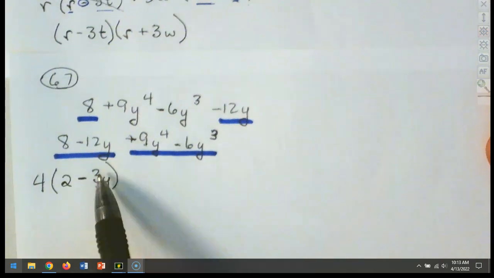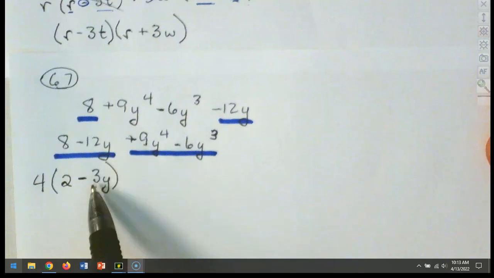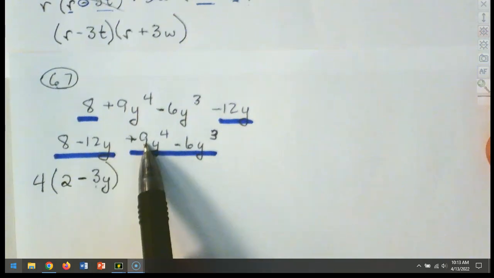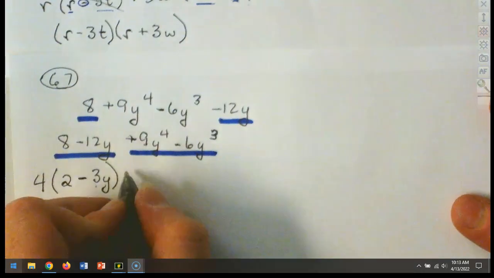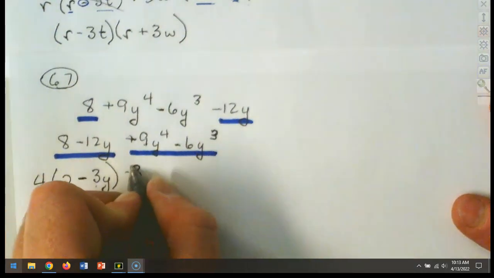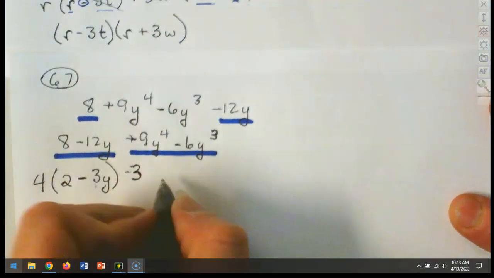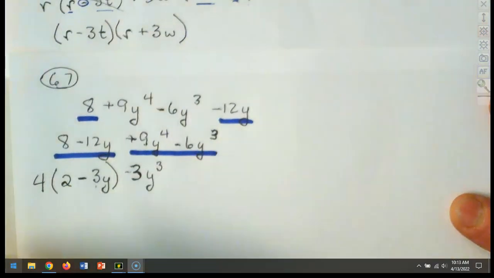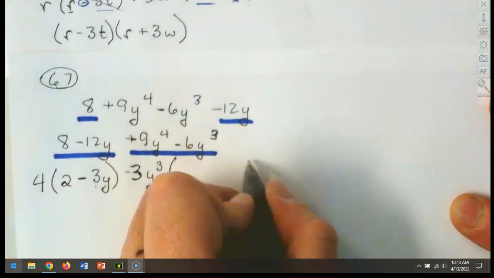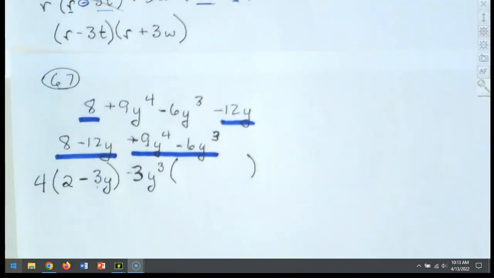So we need to make sure that the 3's are the same signs. So this one's negative, this one's positive. So we're going to factor out a minus 3 so that the signs change and they match up. And then we can also take out a y cubed. Sometimes you may have to factor out a negative to get things to rewrite and rework in the correct order.